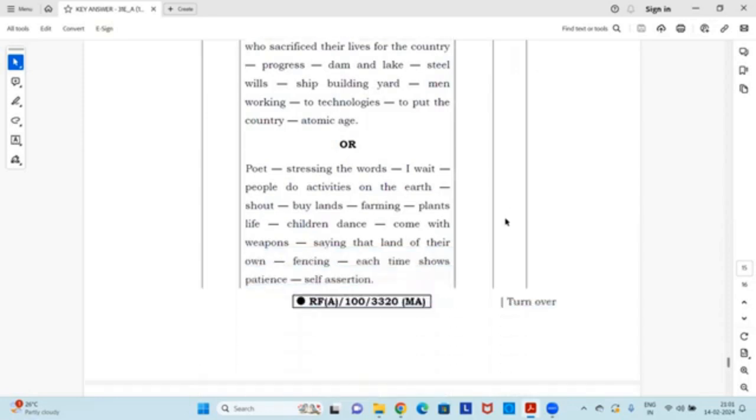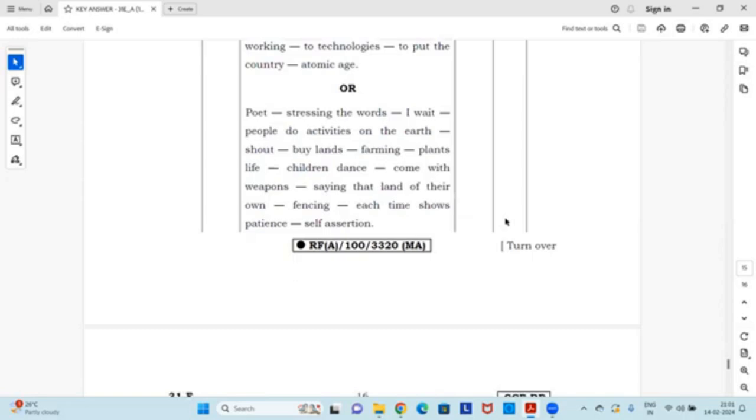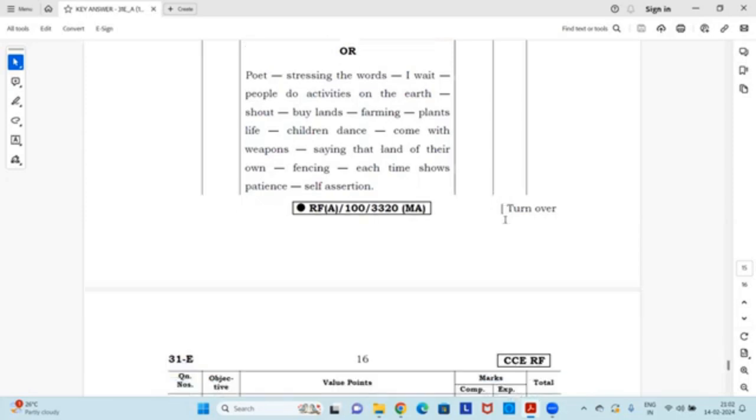Okay, the next question's answer is the poet stressing the words 'I wait.' People do activities on the earth. Shout, buy lands, farming, plants, life, children dance, come with weapons, sing that land of their own. Fencing each time shows patience, self-assertion. The poet means to say that people are doing so many activities on the land. They are making borders, they are plowing it, they are cultivating the land. There are so many tortures and troubles done to the motherland with the help of different weapons, but still it shows its patience. That is how it is explained here.